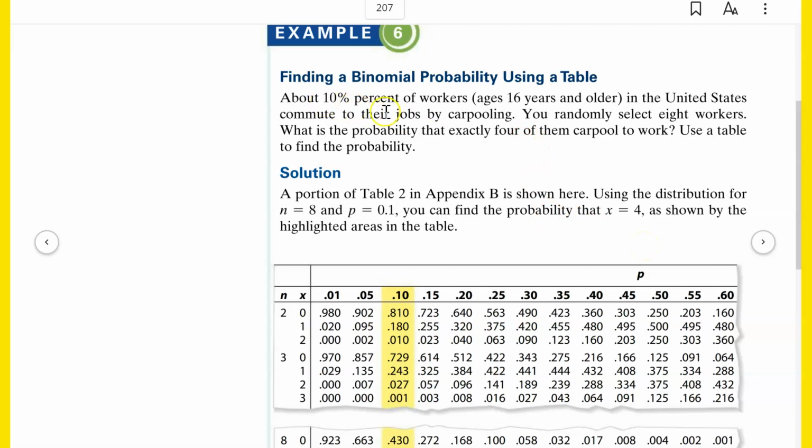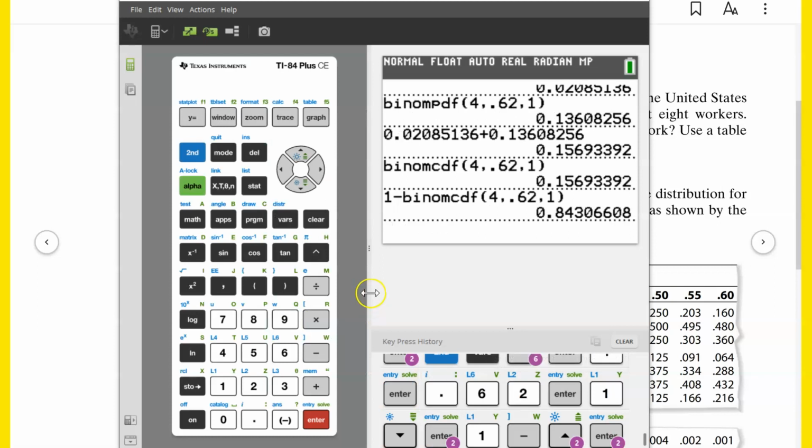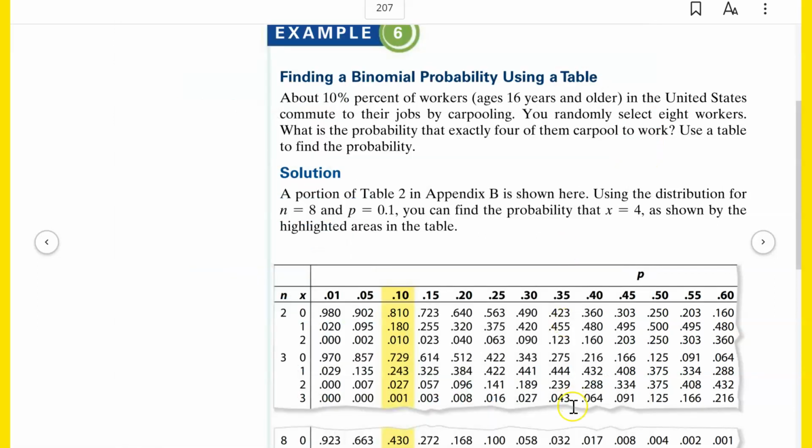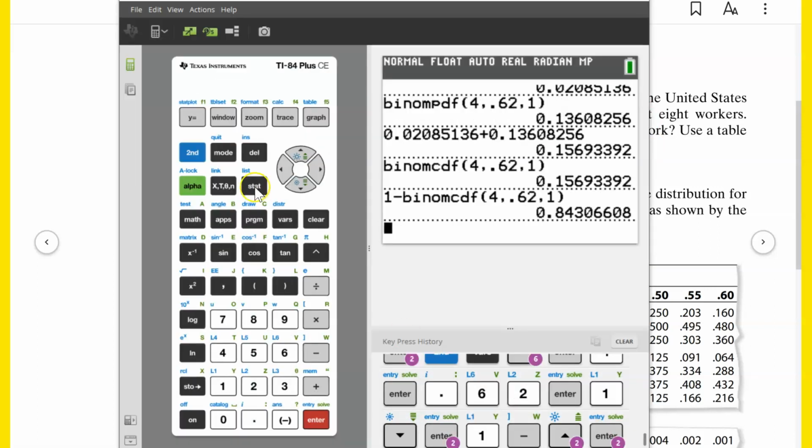Let's do this example using our calculator. About 10% of workers in the United States commute to their jobs by carpooling. You randomly select 8 workers. What is the probability that exactly 4 of them carpool to work? 10%. We interview 8 of them. We want to know the probability that exactly how many? 4 of them go to work that way.